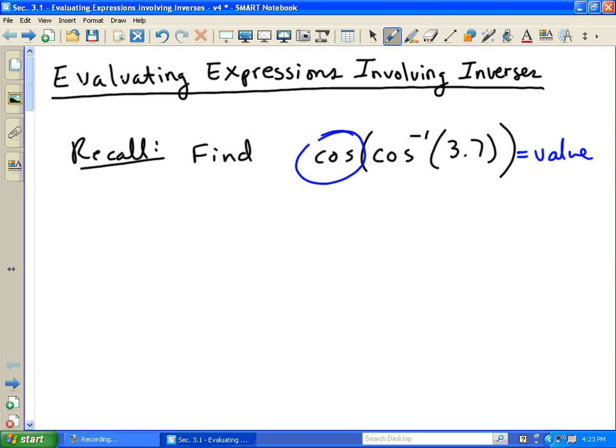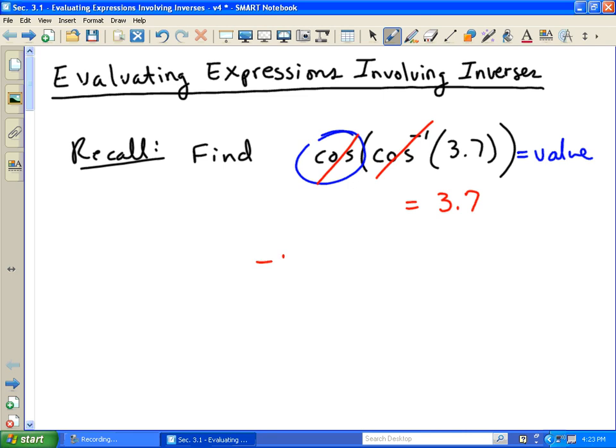It's telling you that because it's the original cosine, the thing you want to find out is the value. We said that the cosine function and the cosine inverse function essentially canceled each other out, and then you were left with 3.7. We also talked about how you wanted to make sure that, in this case, because 3.7 is a value, we ask ourselves, is 3.7 an okay value for cosine?